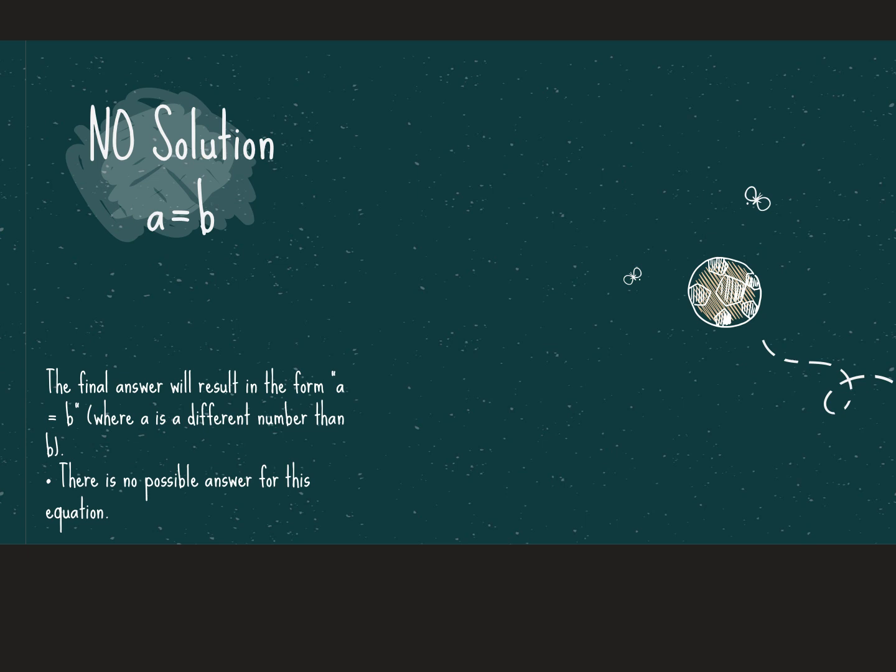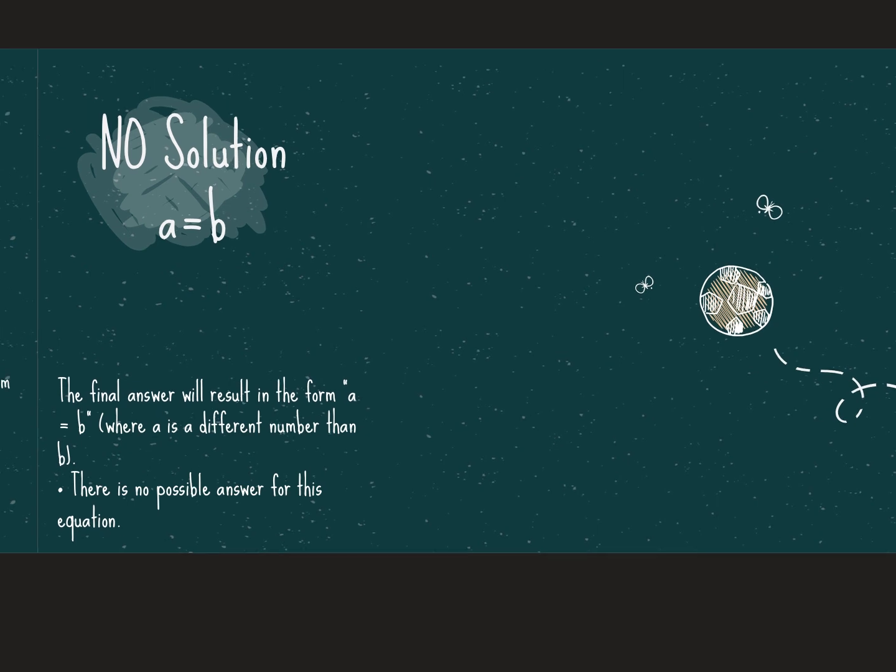In this case, there is no possible answer for this equation, so we will solve equations that will have no solution. So for example, we have 5x plus 3 minus 3x is equal to 2 times x plus 3 minus 5. Again, we're following those same steps of distributing on either side, combining like terms on either side, moving the variable to one side, and solving.